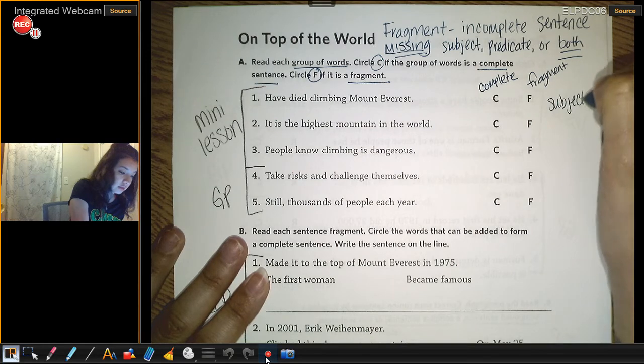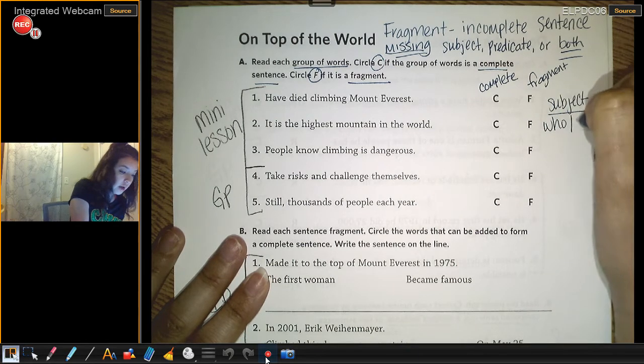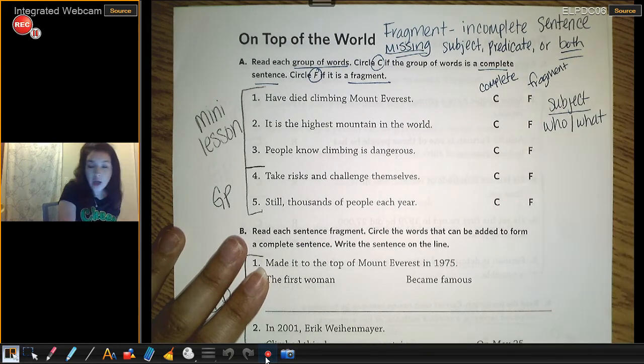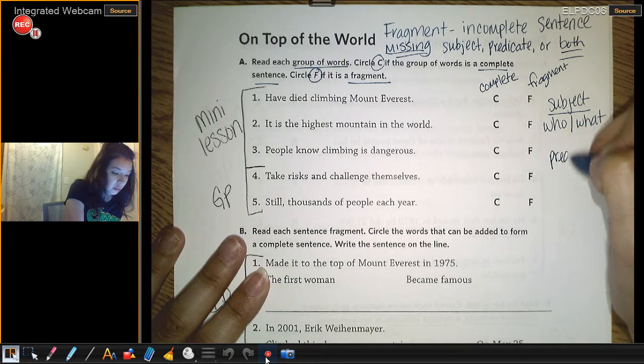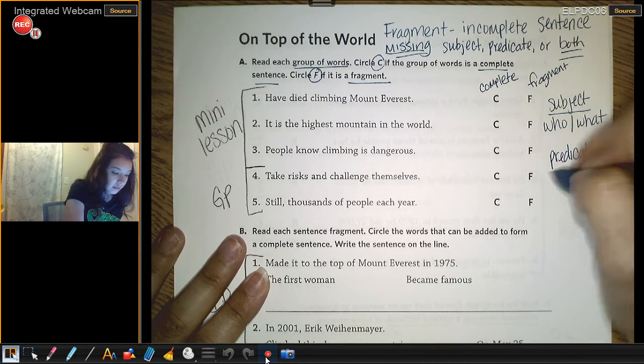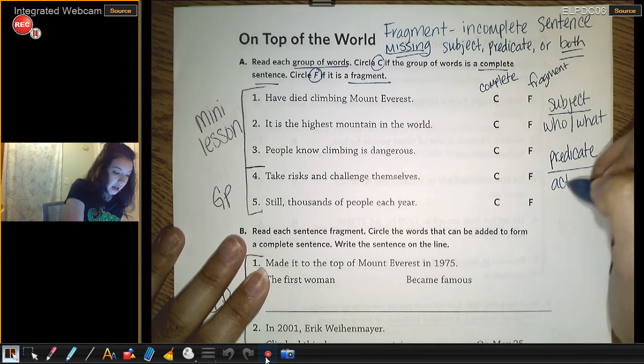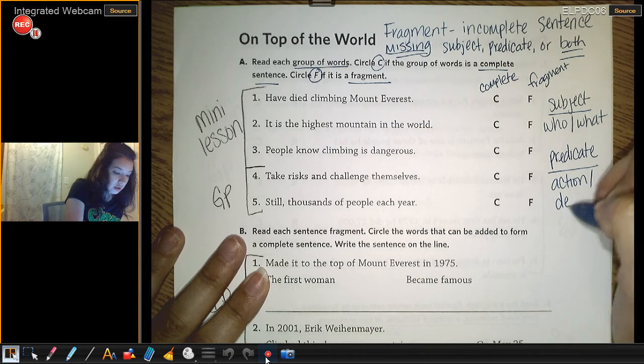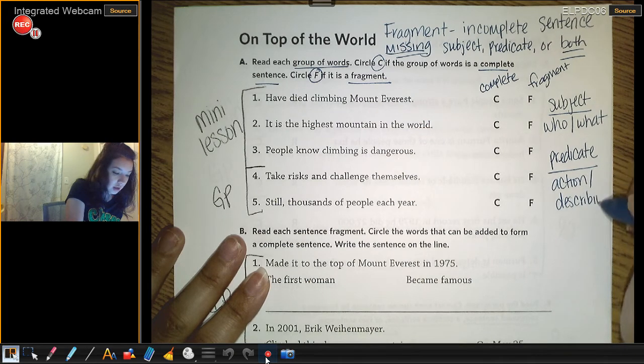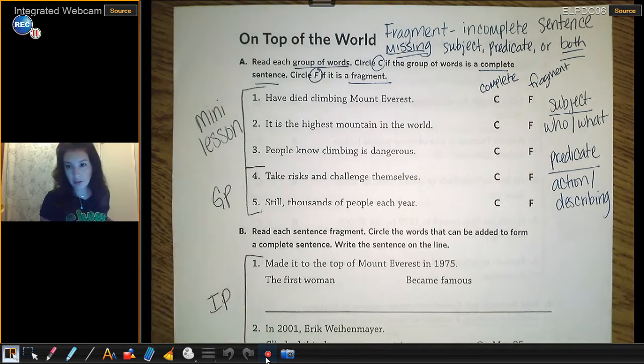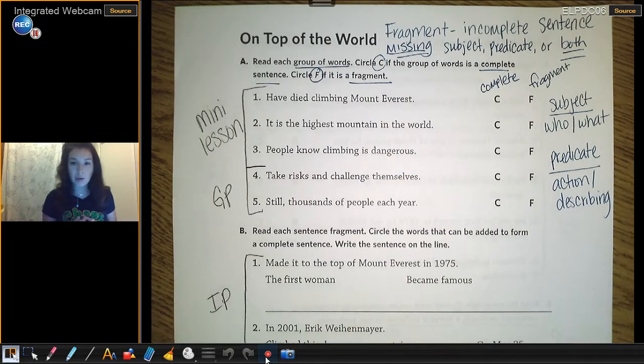Now, when we're checking our sentences, we really need to make sure we are finding the subject, who or what the sentence is about, and we're finding the predicate, which is the action or describing part, okay? It talks about the subject, okay? It tells more about it. So we're going to be circling the subjects and underlining the predicates to make sure we do have a complete sentence.